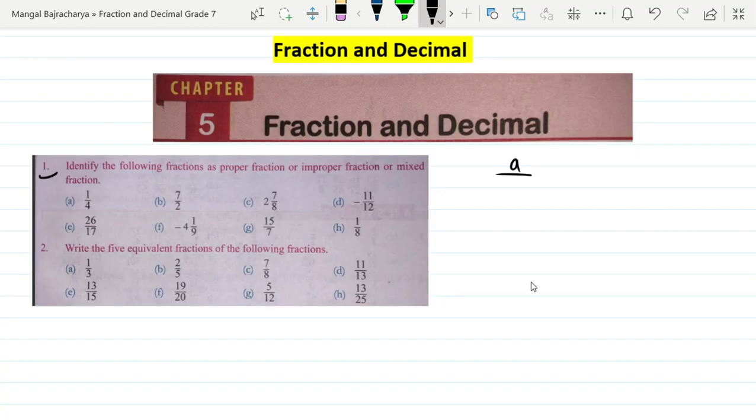that kind of fraction where the denominator should be greater. So here a is the numerator and b is the denominator. If the denominator b is greater than a, then we call this fraction a proper fraction.